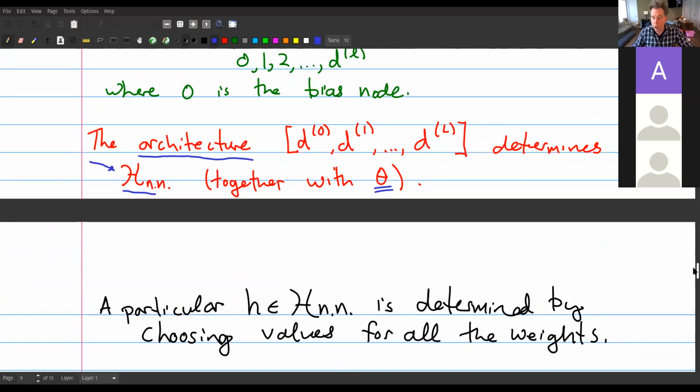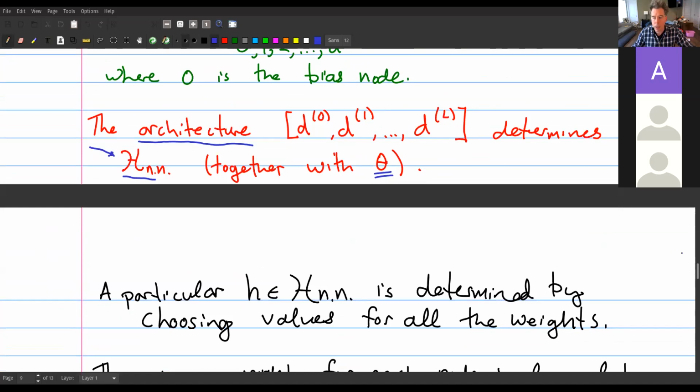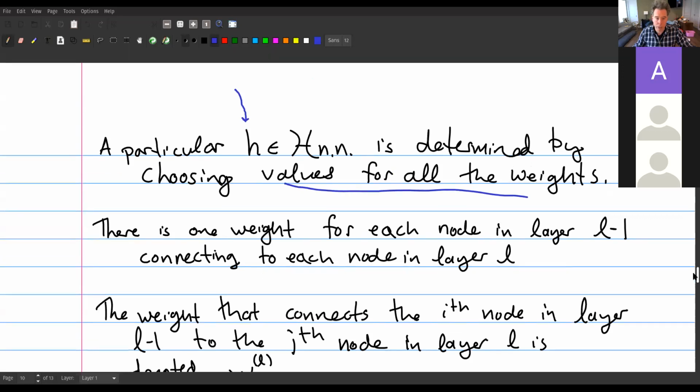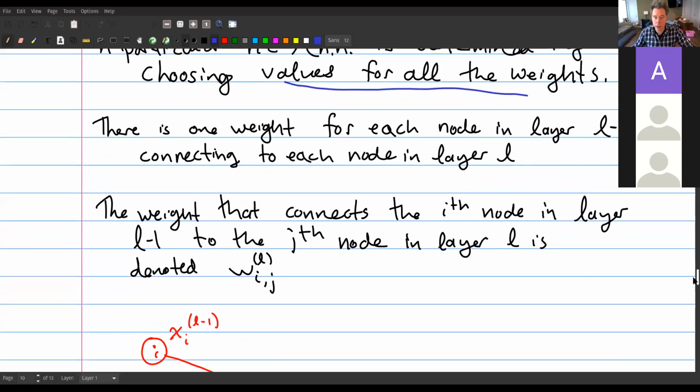When you use the multi-layer perceptron object in sklearn, you literally give it an array like this to specify the architecture, and then you also tell it the activation function. So a particular hypothesis is just a choice of values for all the weights. That's something that's determined by training. And there's one weight for each node in layer l-1 connecting to each node in layer l.